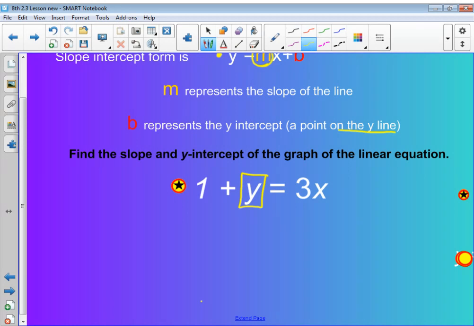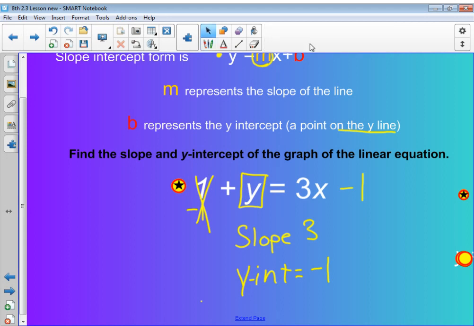So right now I have a positive 1 there that I need to get rid of. The opposite of positive 1 is minus 1. And then minus 1. Now I have this in my y-intercept equation. So my slope would be 3, and my y-intercept would be negative 1. So we would go to our negative 1, and then we would follow the slope of 3 over 1. Okay, so let's try another one.